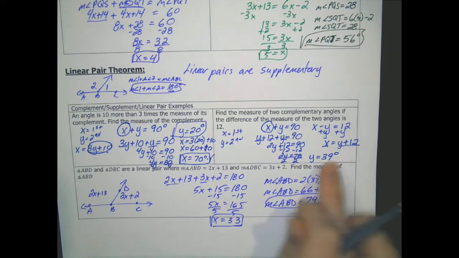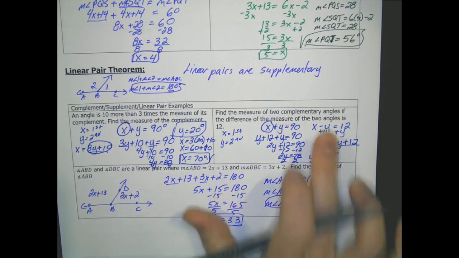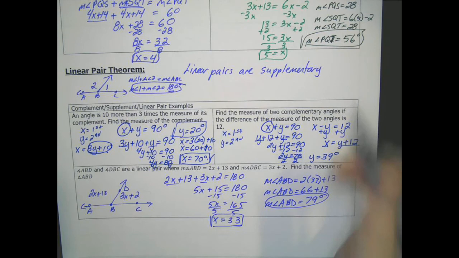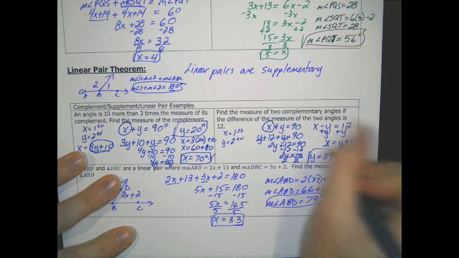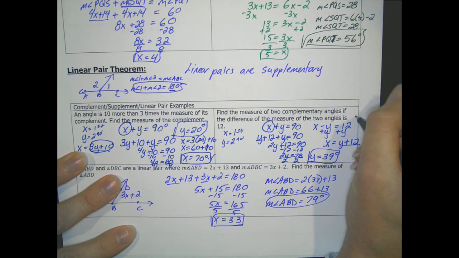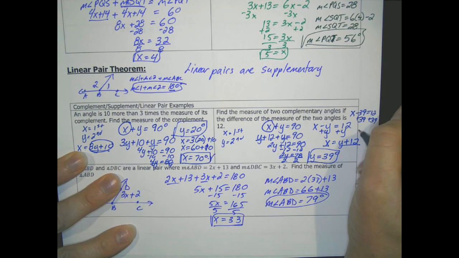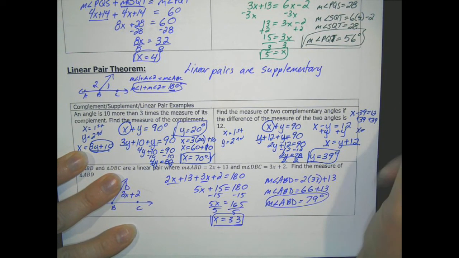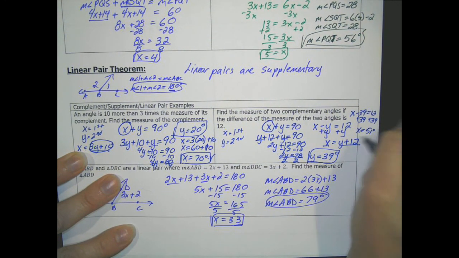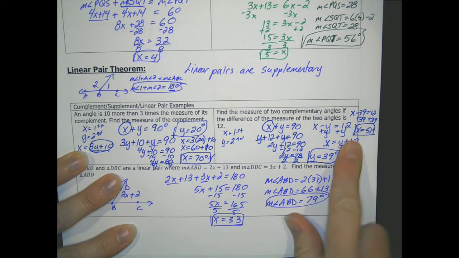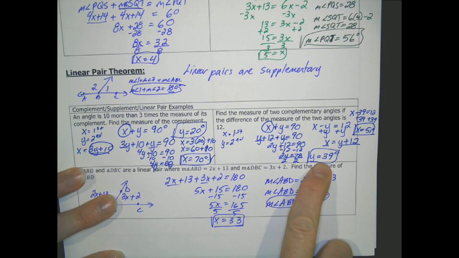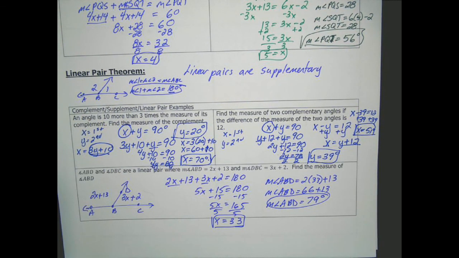Okay, now it says that the difference of those angles is 12. So here's my one angle, I know x minus 39 is equal to 12. So if I add 39 to each side, well, my other angle must be 51 degrees. And is 51 plus 39 equal to 90? Yes, it is. So that's that.